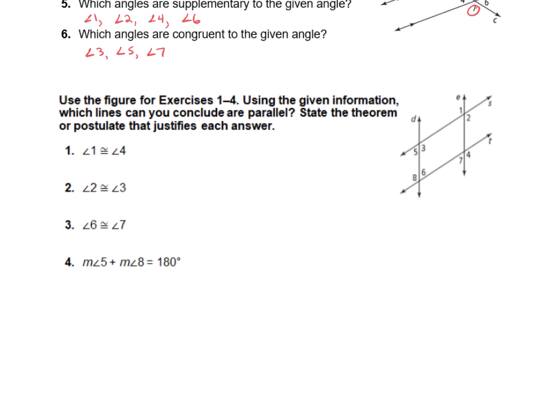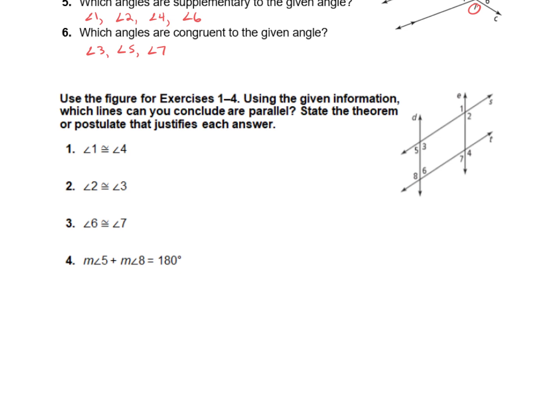All right. Use the figure for exercises 1 through 4. Using the given information, which lines can we conclude are parallel? State the theorem or postulate that justifies each answer. If we're given that angle 1 is congruent to angle 4, here's angle 1, here's angle 4, I want to draw the line that connects those. This is your transversal, which means these would be your parallel lines. So I think that S is going to be parallel to T, but what theorem or postulate?